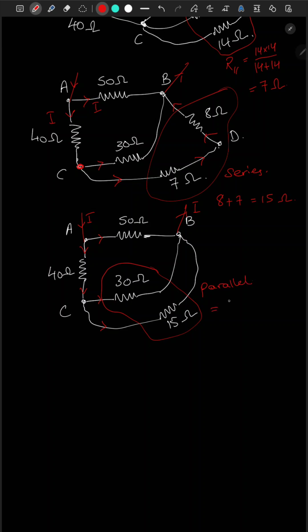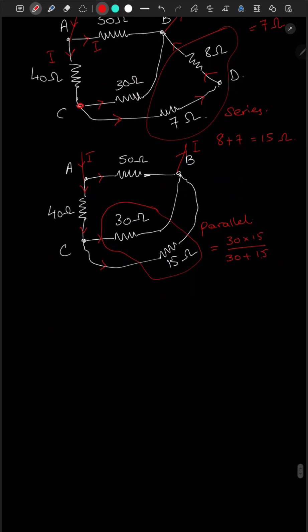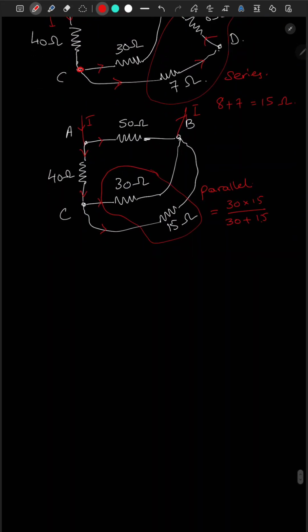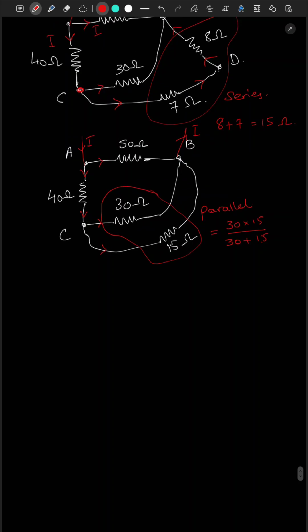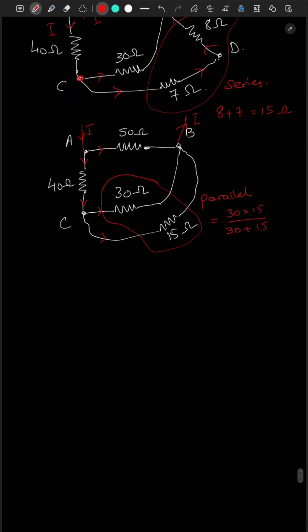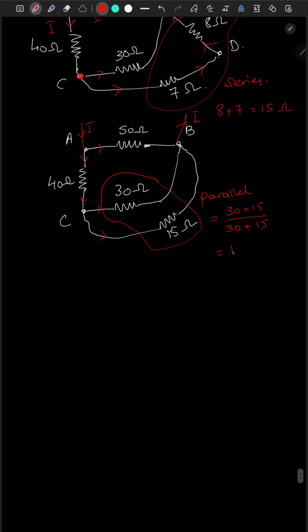So we have the product divided by the sum. Okay, and so 30 and 15 ohm would give you 10 ohm resistance. So the effective would give you 10 ohm.